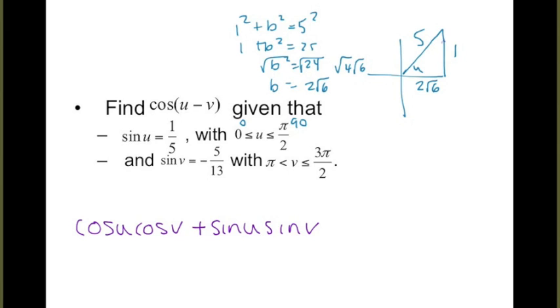There's a positive 2 roots of 6 because it's on the right-hand side. So think about your positives and negatives within your triangle for the sides. Then we want to do the same thing for the information given about angle V. So angle V is between 180 and 270 with an opposite of -5 and a hypotenuse of 13.